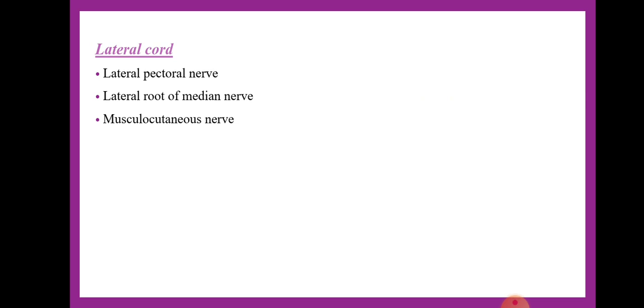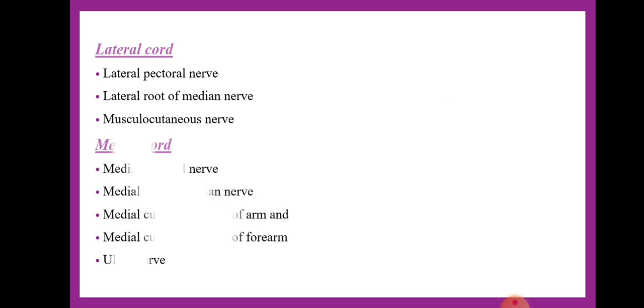From the lateral cord originate the lateral pectoral nerve, lateral root of the median nerve, and musculocutaneous nerve. The lateral pectoral nerve supplies the pectoralis major. The musculocutaneous nerve, this is the main nerve, supplies the anterior compartment of the arm. So, from the lateral cord, 3 branches: lateral pectoral nerve, lateral root of the median nerve, and musculocutaneous nerve.